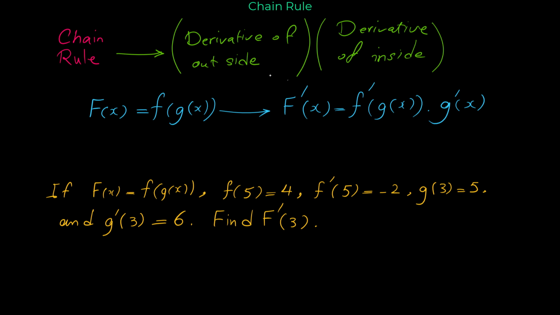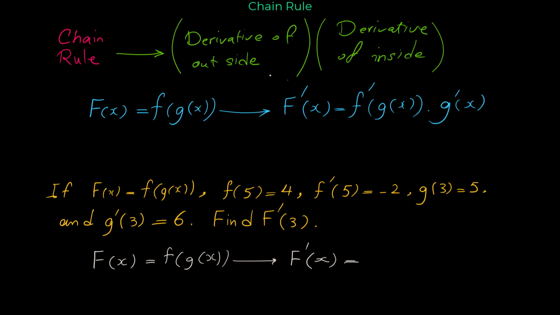Now look at this question. If f of x equals f of g of x and f of 5 is 4 and f prime of 5 is negative 2, g of 3 is 5 and g prime of 3 is 6, find f prime of 3. So f of x is given f of g of x, and we want to find f prime of 3. For finding f prime of 3, first we have to find f prime of x and then we replace x with 3.